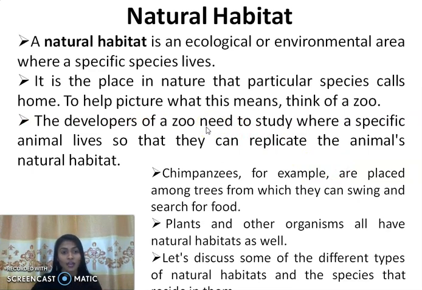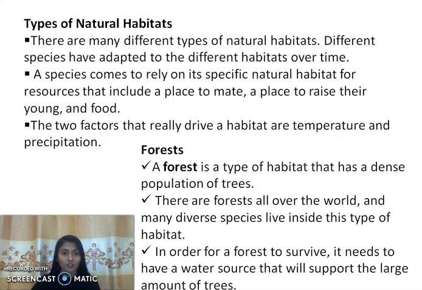The natural habitat is an ecological or environmental area where specific species live, like our house and all that. It is a place that a particular species calls home. As I told you, our natural habitat is our home. Same goes with the animals, plants, and other different species and biodiversity and everything. We have studied the chimpanzee for example, like the trees there where they can swing and jump, and for the food also. So let's recall all the lectures and we'll move forward to our fourth type of natural habitat.